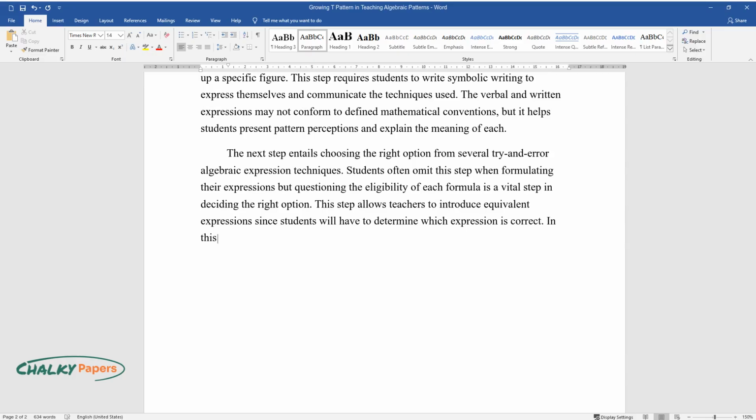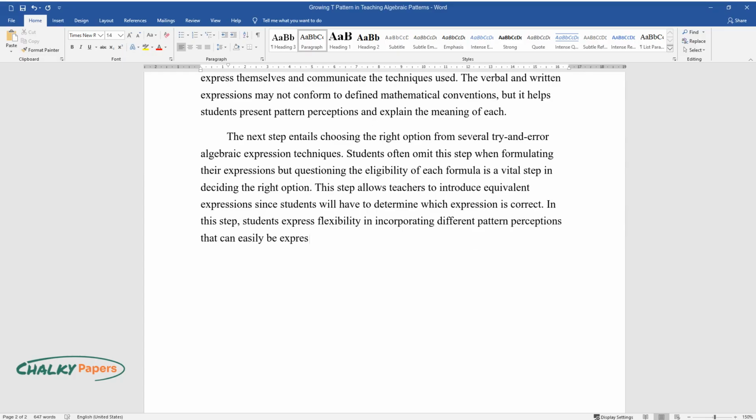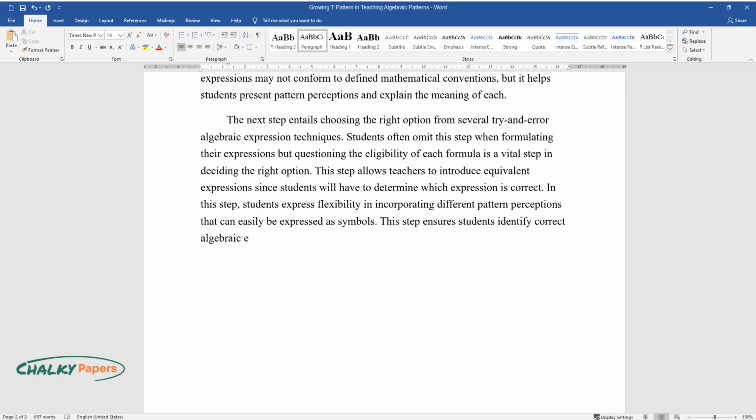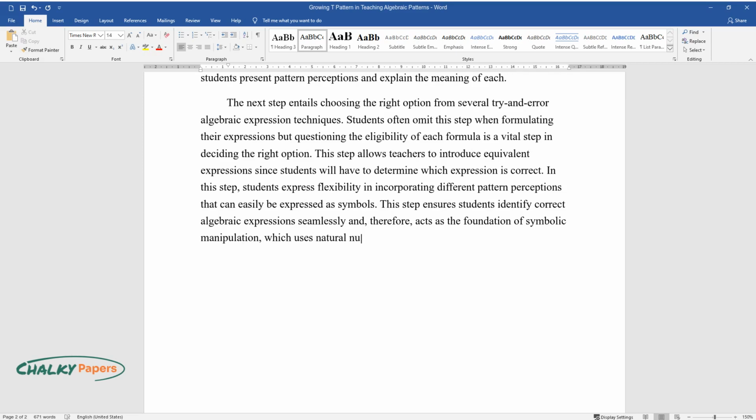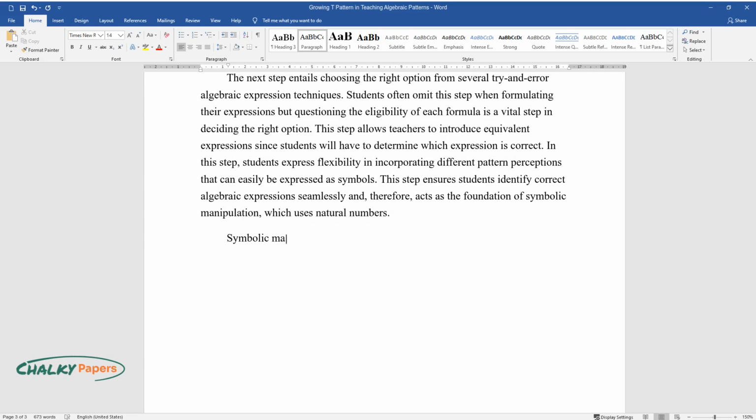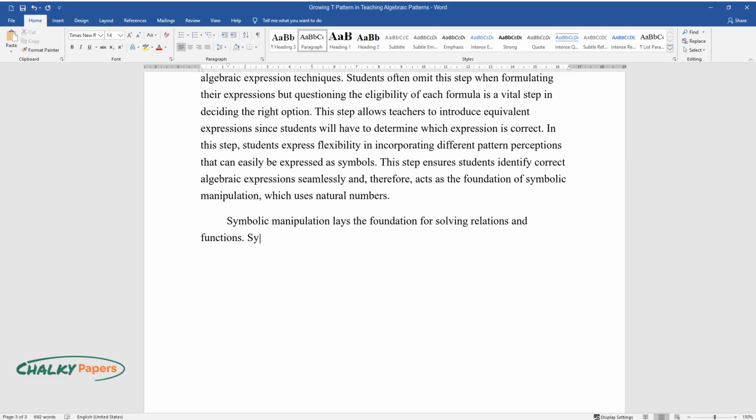In this step, students express flexibility in incorporating different pattern perceptions that can easily be expressed as symbols. This step ensures students identify correct algebraic expressions seamlessly and, therefore, acts as the foundation of symbolic manipulation, which uses natural numbers. Symbolic manipulation lays the foundation for solving relations and functions.